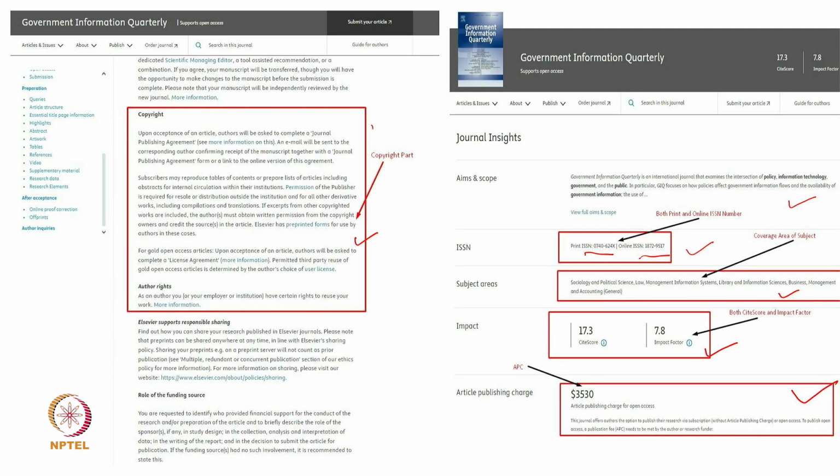Read this detail about the article publishing charge. It is written that this journal offers authors the option to publish their research via subscription without article publishing charges, or open access. To publish open access, a publication fee needs to be met by the author or research funder. So this fee is for publishing the article as open access.